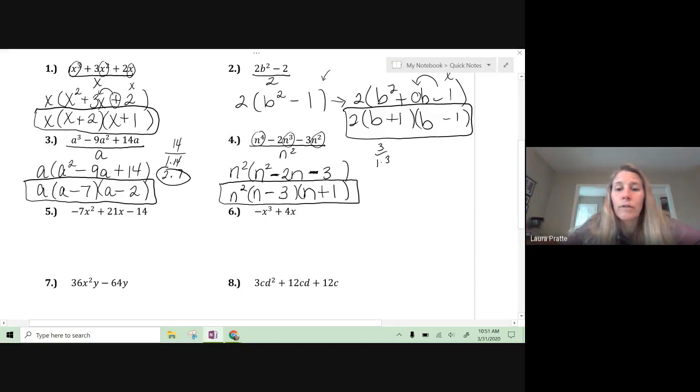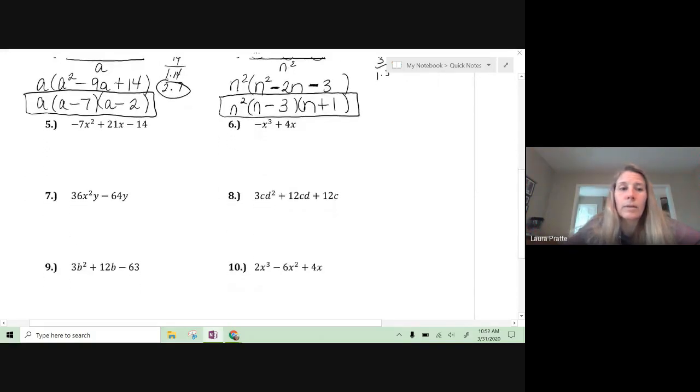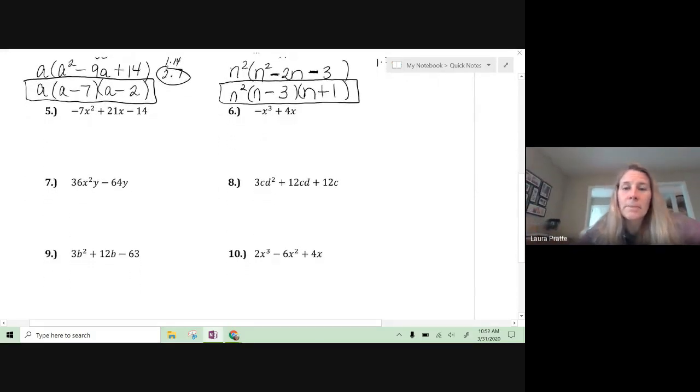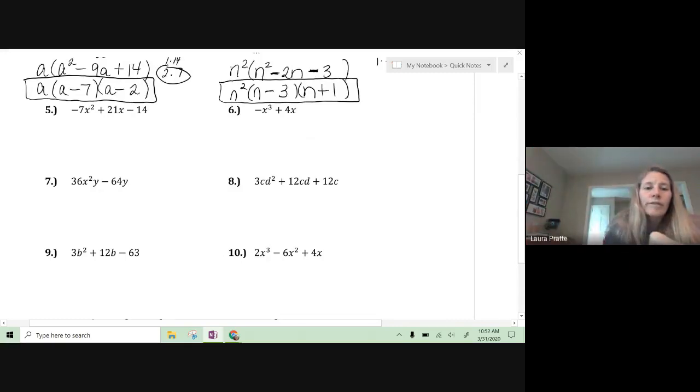All right, so we're just going to do a few more of these. We got 6 more, and then we'll be done for today. So number 5, you might look here, you got 7, 21, and 14. And you might notice that all 3 of those numbers are divisible by 7. Now, whenever your lead term has a negative on it, you need to take that out on your GCF.